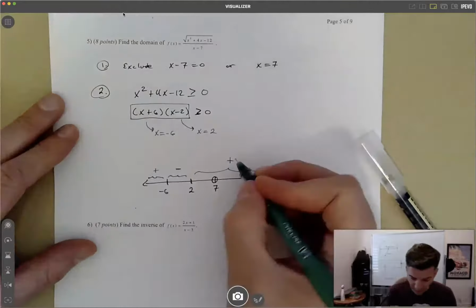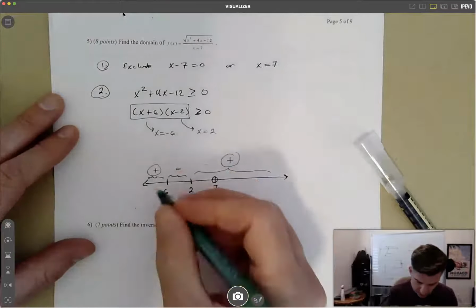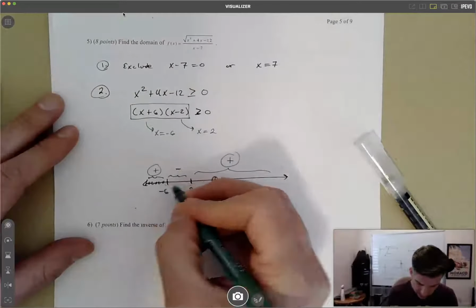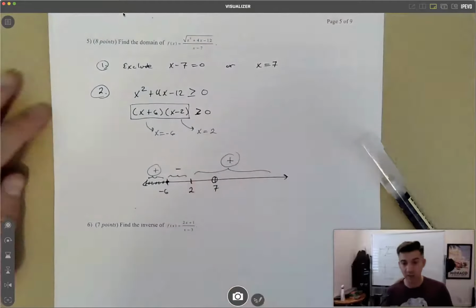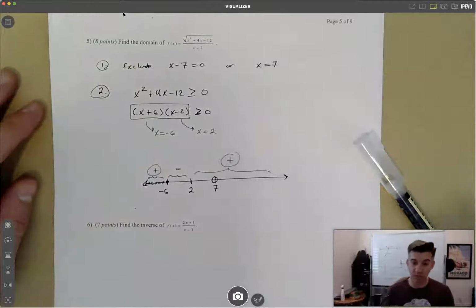I want the positive parts. So I want all of this. I want to include this endpoint because I want it to be greater than or equal to 0, and -6 makes it equal to 0.